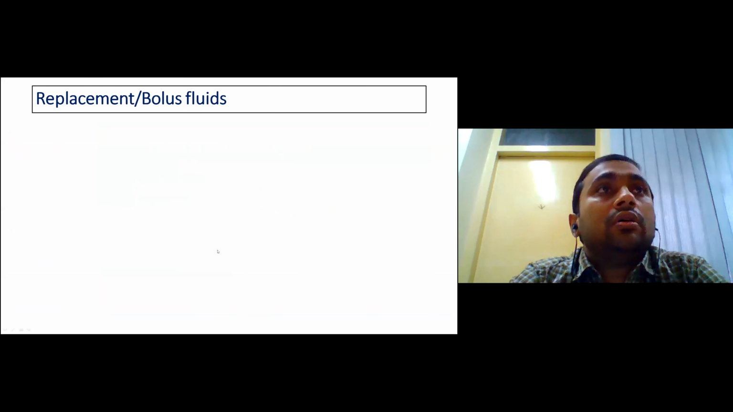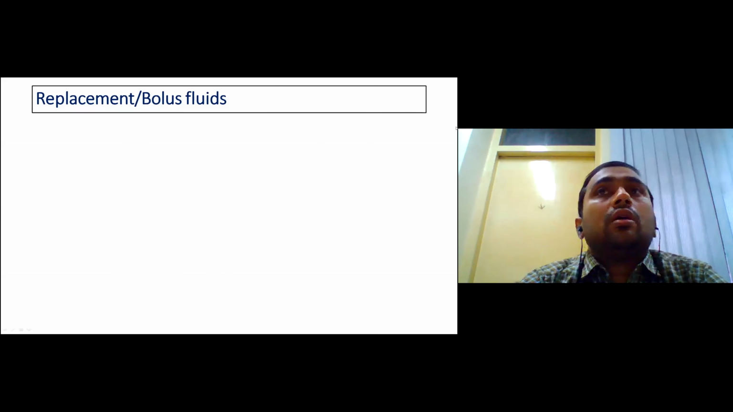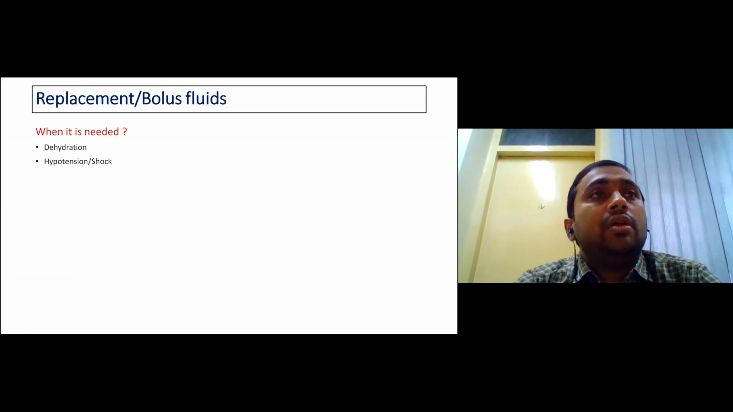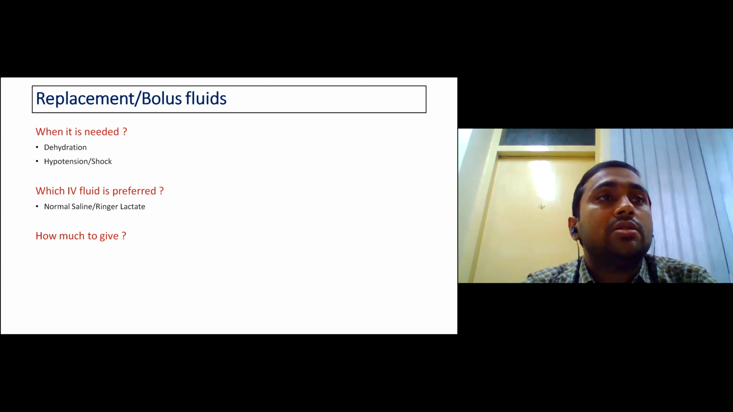Okay, ma'am. So let's start with the replacement fluid, which is also known as bolus fluid. So it's needed when there is a state of hypovolemia or dehydration, or if there is a frank hypotension or shock. So either of the normal saline or ringer lactate can be used. But I would like to emphasize that in a state of definitive shock with an established poor tissue perfusion, normal saline should be preferred over anything else.